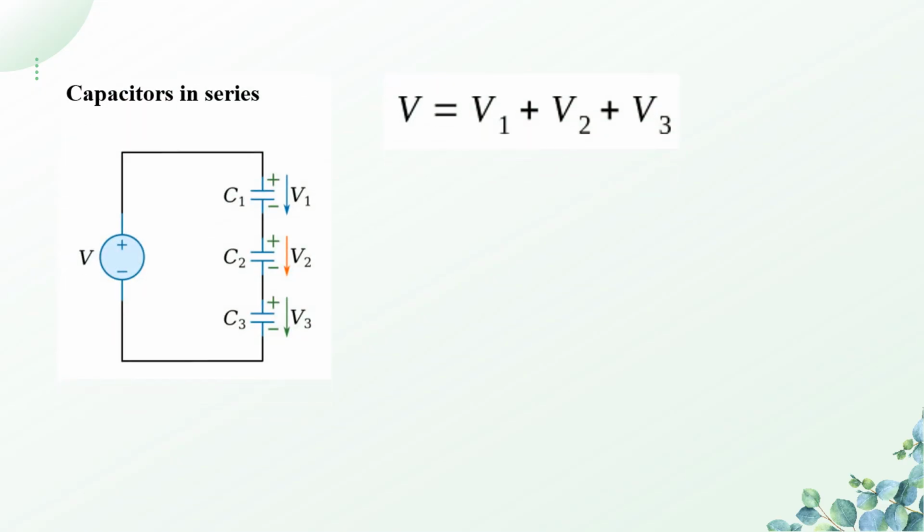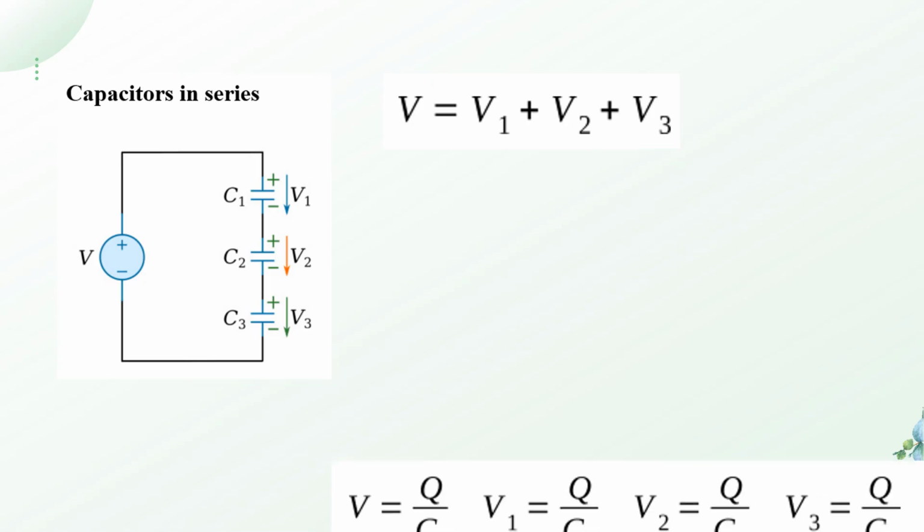So now let us see how the equivalent capacitance is calculated when the capacitors are connected in series. Let us consider this diagram. Across a supply voltage V, we have connected three capacitors C1, C2 and C3. In the series combination, across each capacitance we have a different voltage V1, V2 and V3, and these drops are equivalent to the total supply voltage V. So we can write the equation as V is equal to V1 plus V2 plus V3.